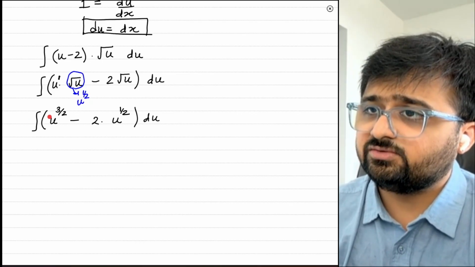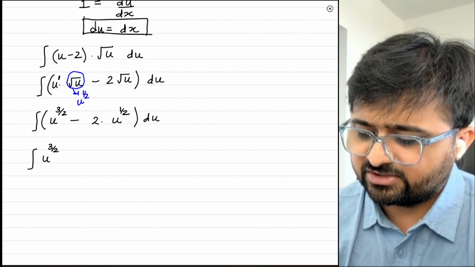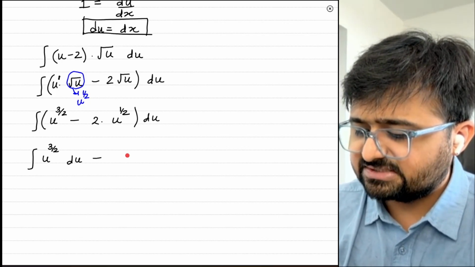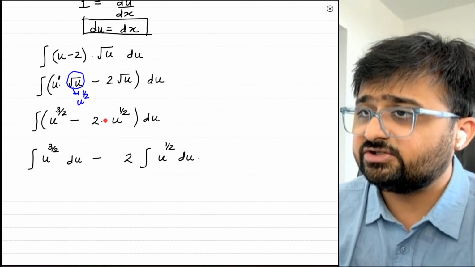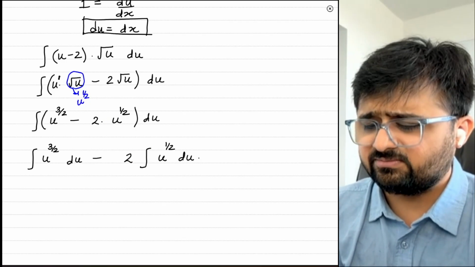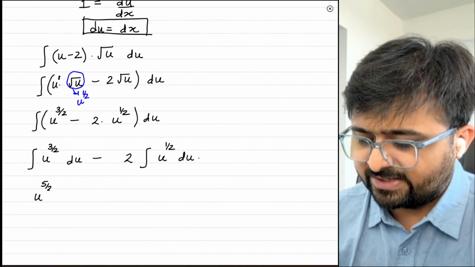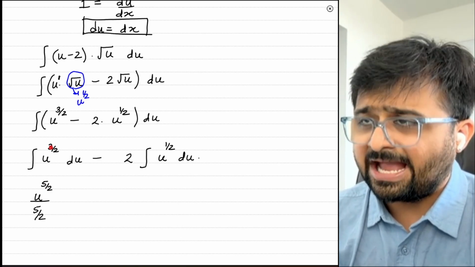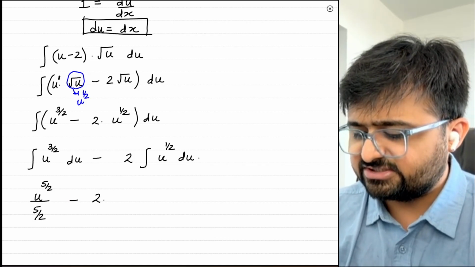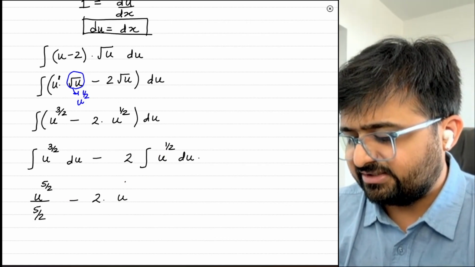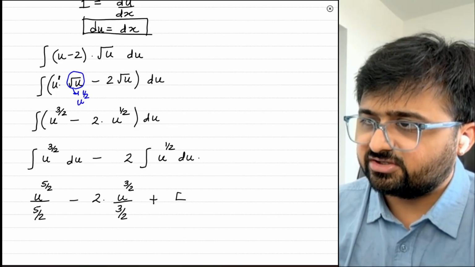Now let's give that integral to both of those terms. So this will become integral of u to the power 3 by 2 with respect to u minus 2 integral of u to the power 1 by 2 with respect to u. Because that 2 is constant, I just took it out of the integral. I hope that makes sense. Now that integral of u to the power 3 by 2 is nothing but u to the power 5 by 2 divided by 5 by 2. I add 1 to the power and divide by the same new power, by the basic algebraic formula of integral, minus 2, and this u to the power half integral is u to the power 3 by 2 divided by 3 by 2, and plus let's add the constant of integration c.